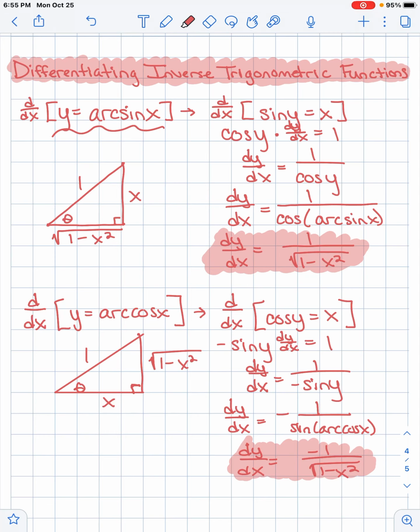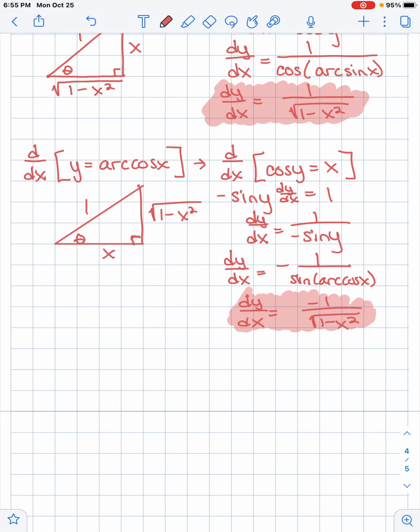The negative came into play because the derivative of cosine is negative sine. So that's why we've got the negative for the arccosine. But they still have the same value. It's still 1 over the square root of 1 minus x squared. All right, last one, find the derivative of tangent, and then we're going to throw this in for a loop a little bit. So find the derivative of arctangent.